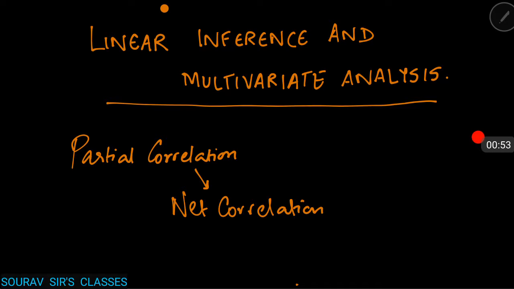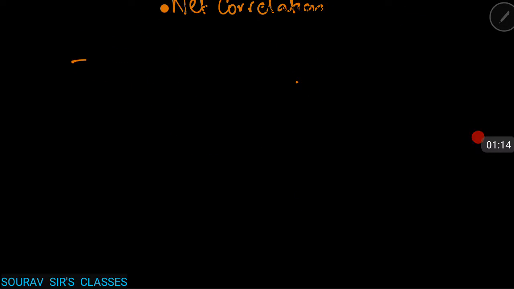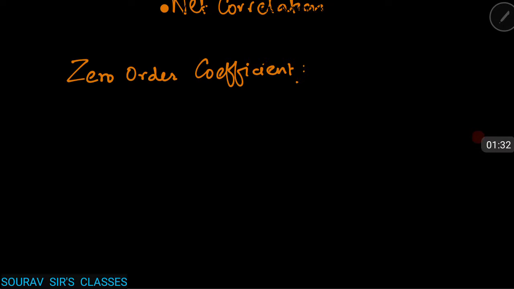It is a study of the relationship between one dependent variable and one independent variable by keeping the other independent variables constant. In simple correlation, the effect of these other independent variables was ignored. Zero order coefficient. Simple correlation between two variables is called zero order coefficient, as in simple correlation no factor is held constant.